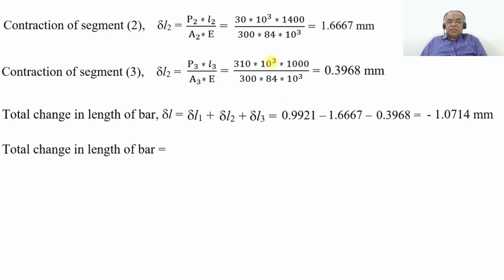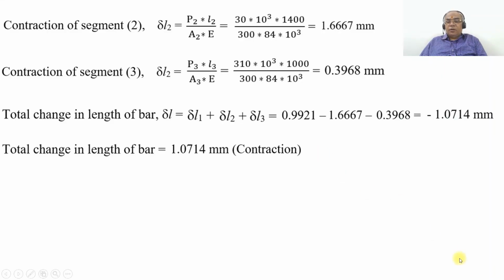So what is the total change in the length of the bar? The total change in the length of the bar is 1.0714. Since it is a negative sign, the total final change will be a contraction. So this is how you will be able to solve both of these problems.